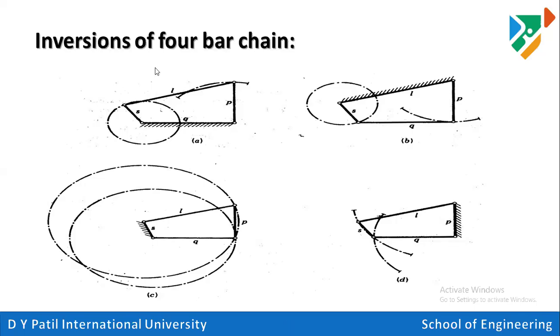Okay, so hello all. In this class we'll discuss inversion of four-bar chain. So last session we discussed there are four possibilities where we can fix the links and achieve the motion between the different configurations. So these are the four configurations.